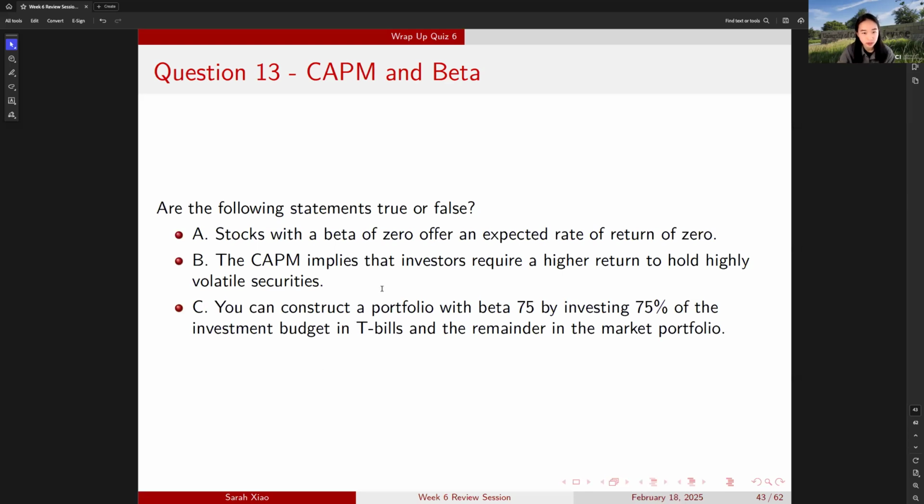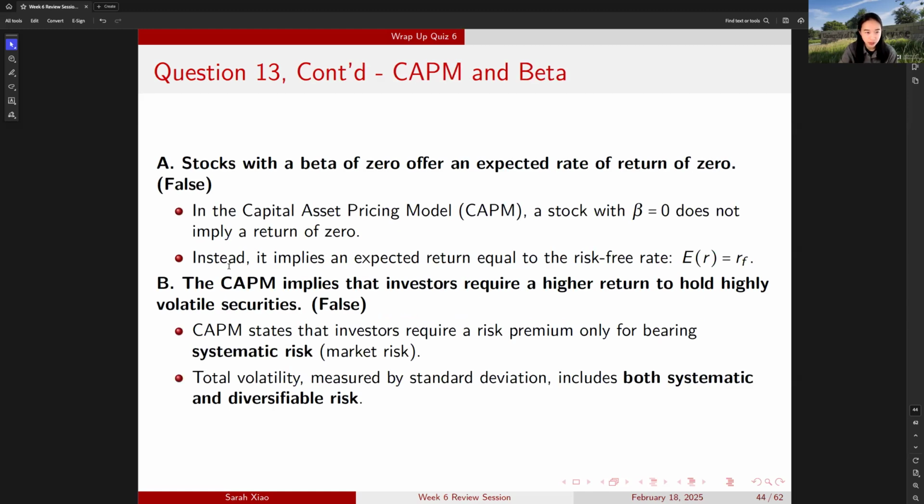All right, so moving on to question 13. This is a true or false question, so let's just consider each option one by one. So option A, stocks with a beta of 0 offer an expected rate of return of 0.